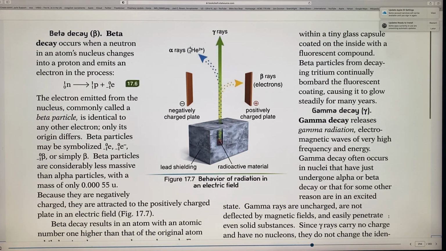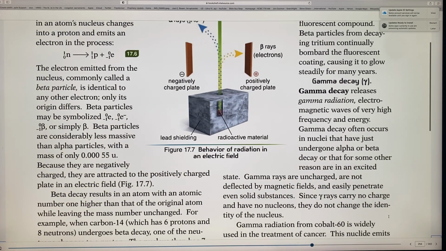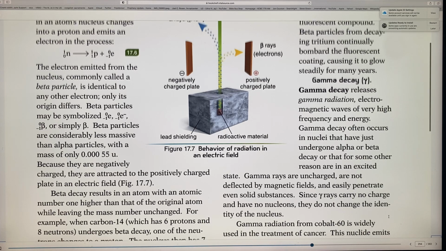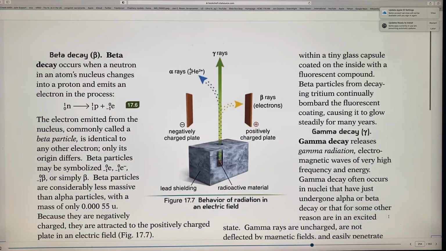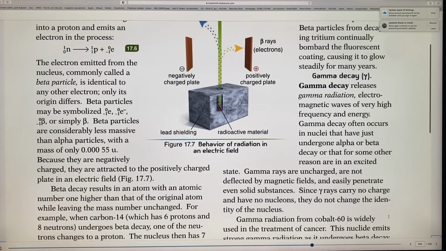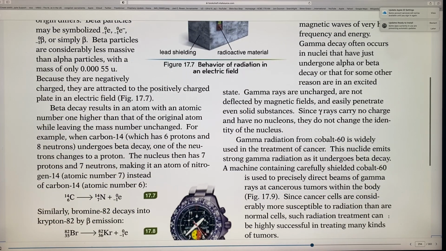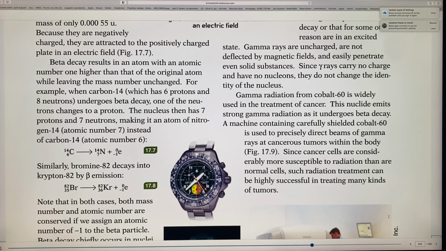Gamma rays occur in the nucleus that have just undergone this other process of alpha or beta. And they're in an excited state, the gamma rays. So since these rays carry no charge, they do not have any identity in the nucleus either.